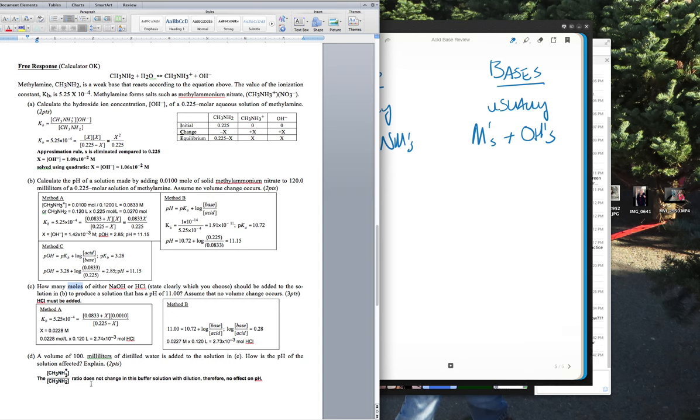It doesn't matter. You can add more water, but it's not going to actually change the pH because the ratio is going to stay the same. Even if you add more water, the water's not going to necessarily react with the OH minus in there, and it's not going to make more of one thing or the other.